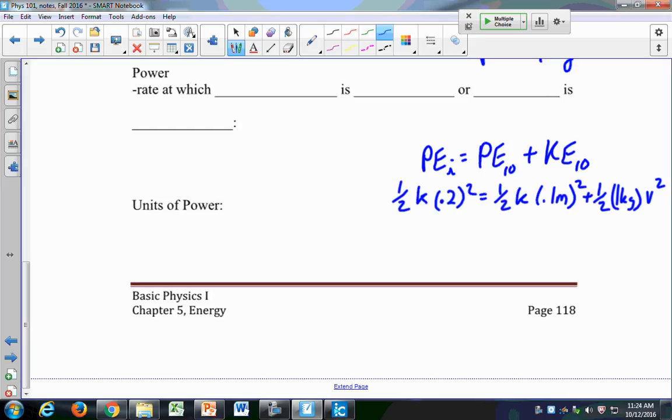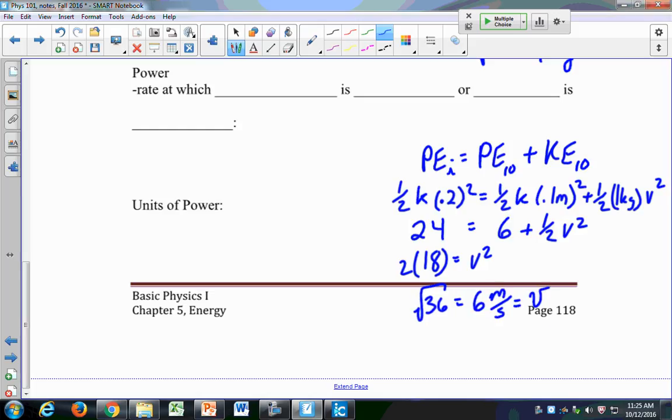So 600 times 0.2 squared is 24. 600 times 0.1 squared is 6. 36 plus 1/2 v squared. And then this is 18 times 2 equals v squared. I subtracted 6 from both sides, multiplied both sides by 2. Square root of 36, which is equal to 6 meters per second, which is equal to v.